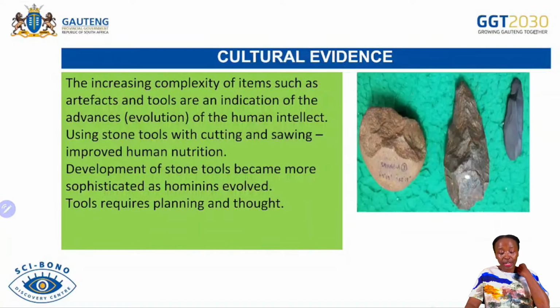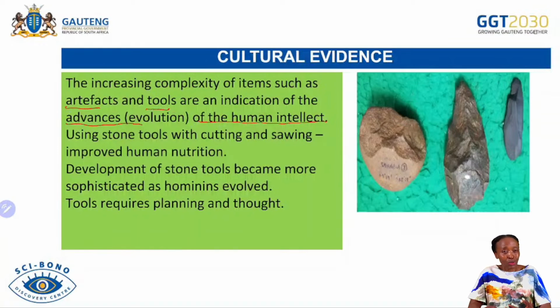Again, here, what are we looking into? We're looking into the increasing complexity of items, such as the artifacts and the tools that were used. Those tools and artifacts are also an indication of advances in evolution, and of the advances in the human intellect. The more advanced the tools they used, the more evolved they were than the previous ones. Like us now, human beings, there are so many tools that we use.